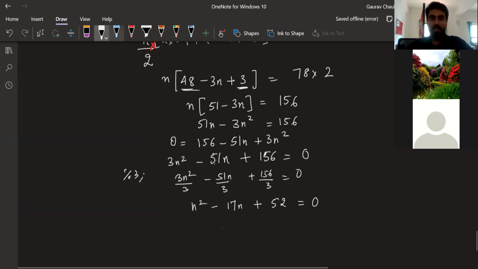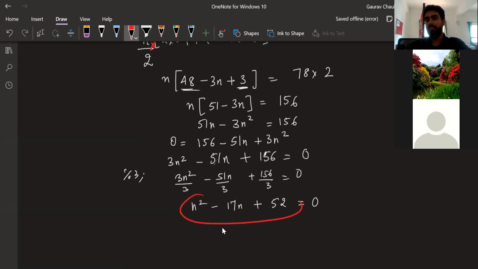Okay. Now I have to factorize this. You can do it with whichever method you are comfortable with. You can use the quadratic formula, or you can use factorization. I'm going to try for factorization. So 52, is my equation correct? Yeah. So 52, there are a lot of factors. It's 2 into 26. Yeah. There is 13 into 4. I think 13 into 4 should work.